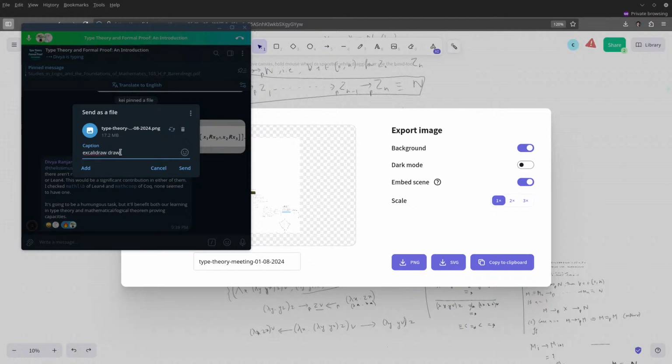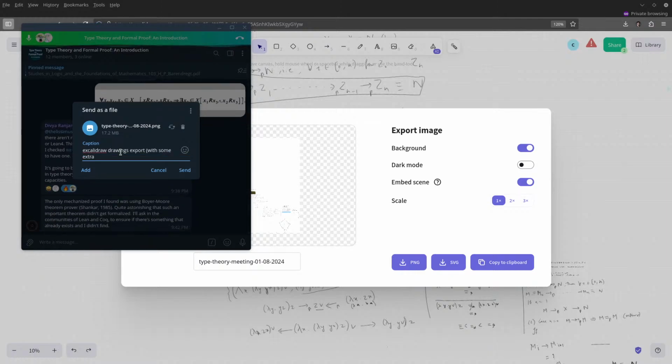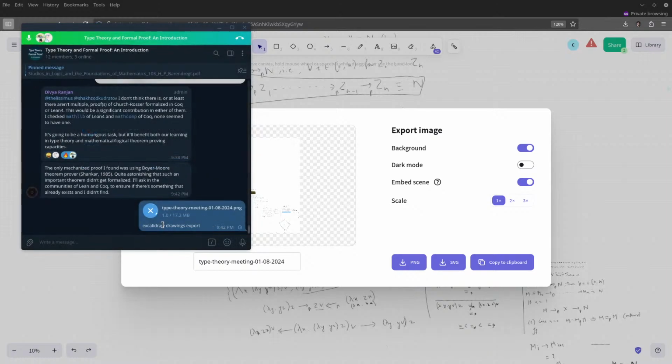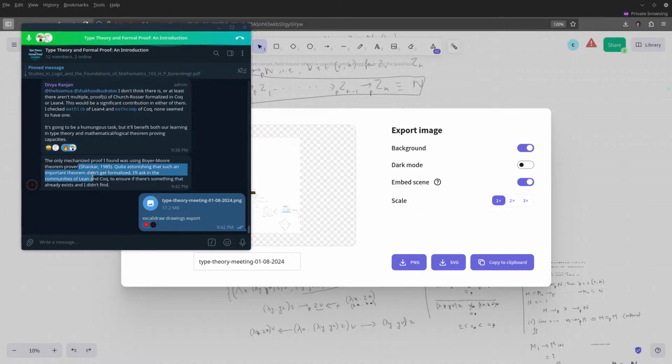Excalibur drawings export is some extra. The only mechanized proof I found uses the Boyer-Moore theorem prover, by Shankar. Quite astonishing that such an important result didn't get formalized. I'll ask in the Lean and Coq communities to check whether something already exists that I didn't find. That's cool.